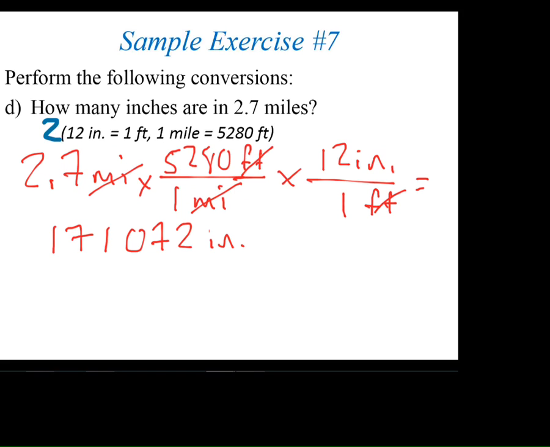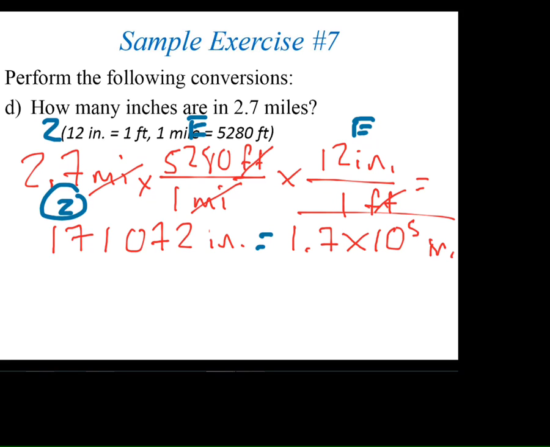5,280. Okay, well, that's English to English, feet to miles. So that's going to be exact. Let's put 12 inches to 1 foot. That's English to English, so that's exact. So the answer has to have 2. So I round that off, and I get 1.7 is probably the best way, times 10 to the 5 inches. Perfect. Yeah. If it wasn't English to English, would it be 3 sig figs?